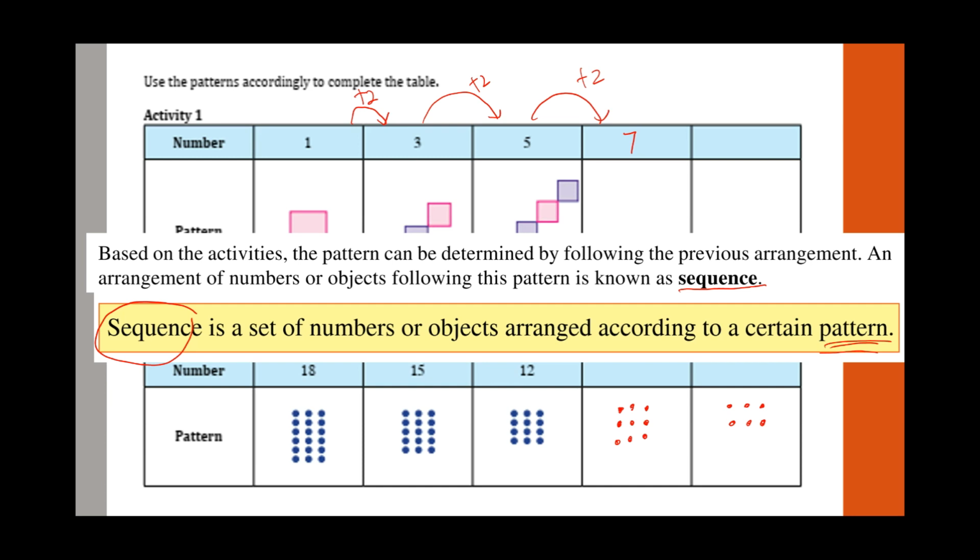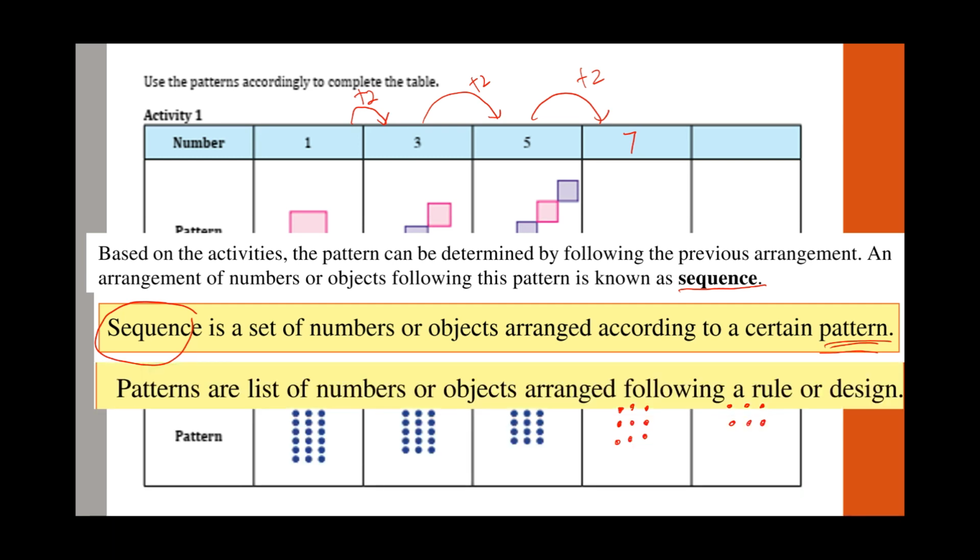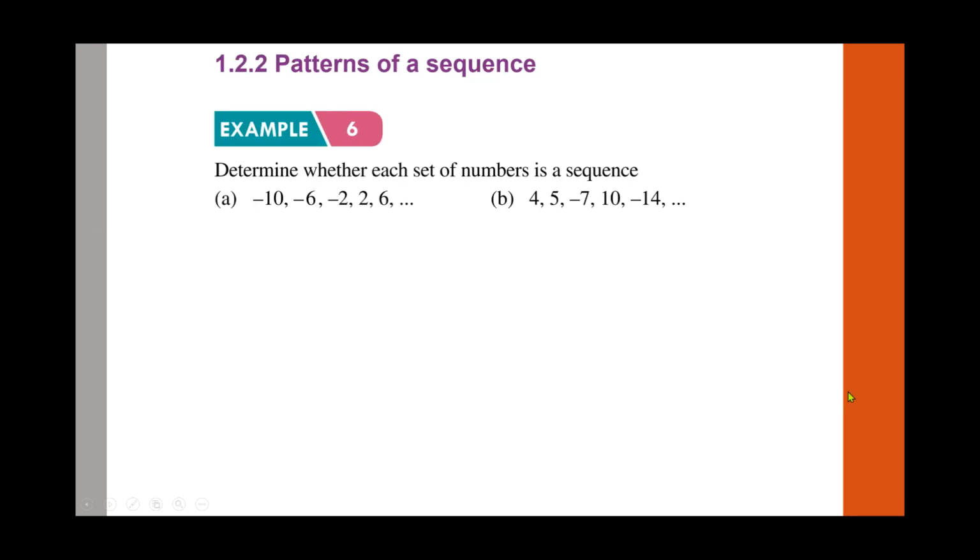Everything is almost the same. You see the meaning over here? Patterns are lists of numbers or objects arranged following a rule or design. So that is the difference between patterns and sequence. A sequence is a set of numbers or objects arranged according to a certain pattern. So a sequence is based on pattern, but a pattern is based on a rule or design. Okay, now I need to move on.